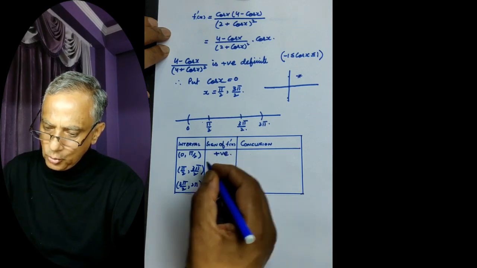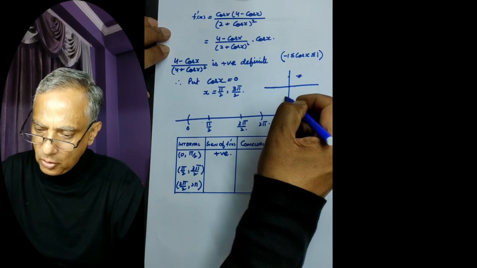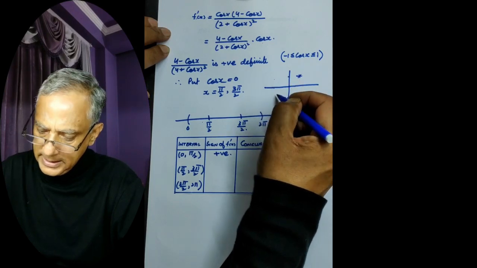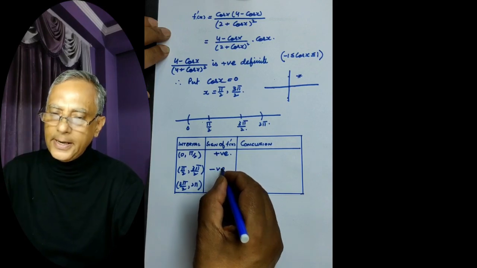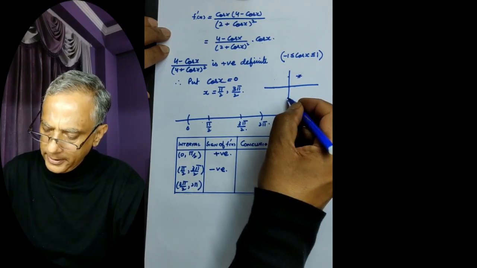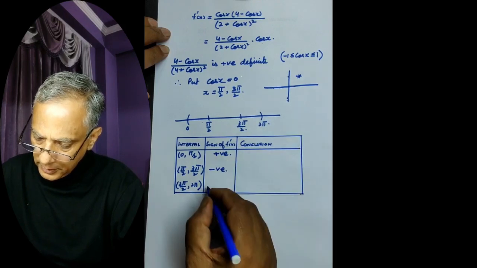So in 0 to pi by 2, in first quadrant, cos is positive. So this will be positive. In pi by 2 to 3 pi by 2, in second, cos is negative. In third, cos is negative. So in this interval, it is negative. And in 3 pi by 2 to 2 pi, fourth quadrant, cos is positive.